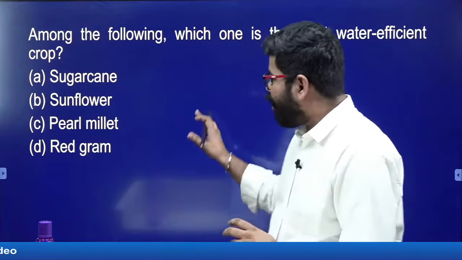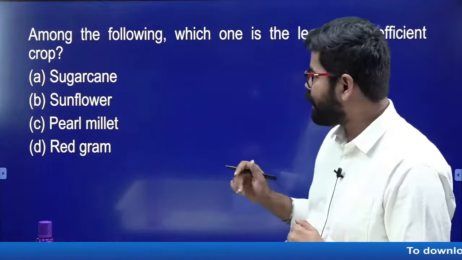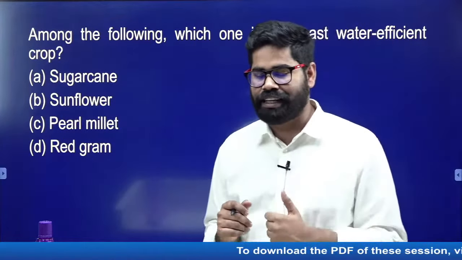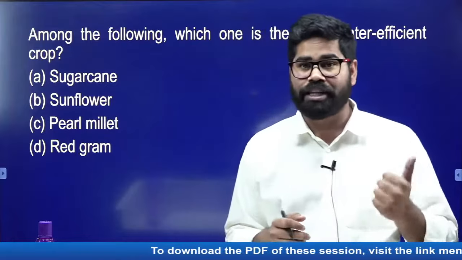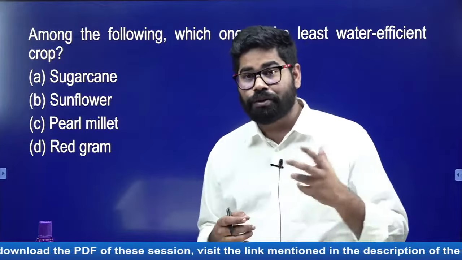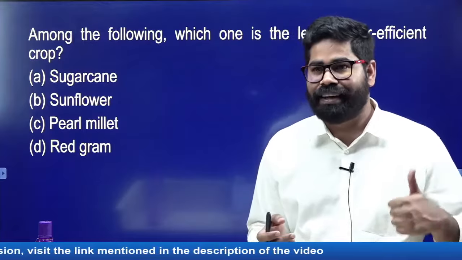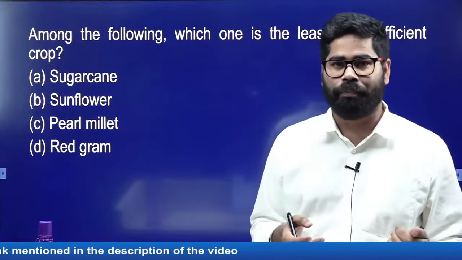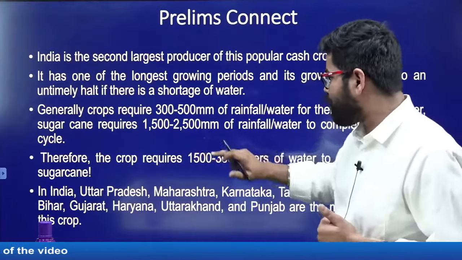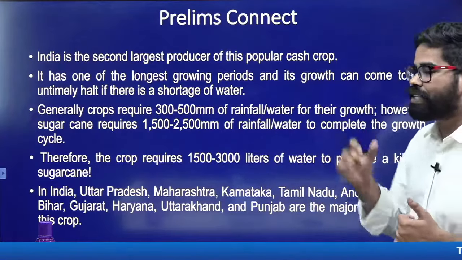See, this has been a question from last year, but generally, if you look at the most rainwater intensive or most irrigation intensive crops, you have names of certain crops like paddy and sugarcane. So paddy and sugarcane are considered to be very water intensive crops. If we look at sugarcane, it requires something around 1500 to 2500 mm of rainfall or water to complete the growth cycle.